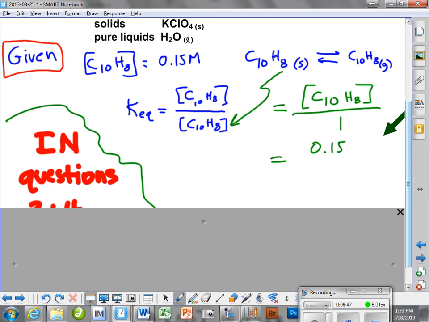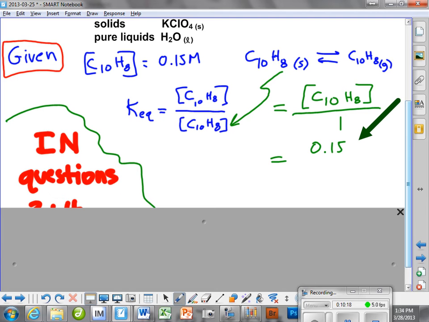Are you asking about this guy? This guy came from the given. It always has to be given. You can't just make it up; they have to give it to you. This is the molarity. Now when you put it in here, you're not going to put the big M there because you don't need it anymore. The equilibrium constant is just a number.